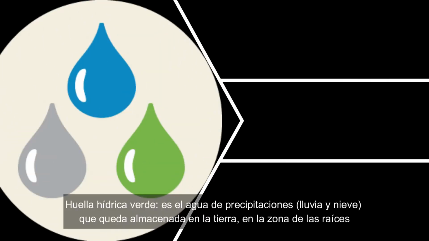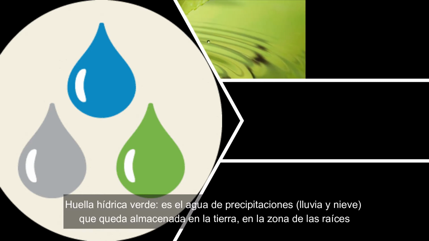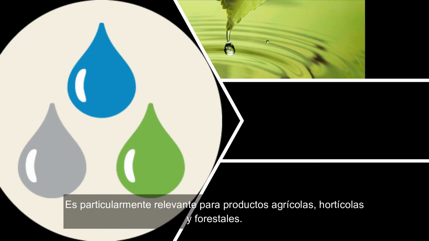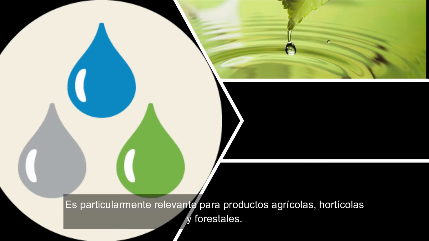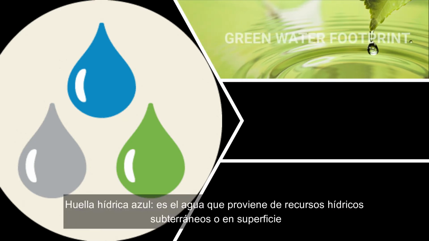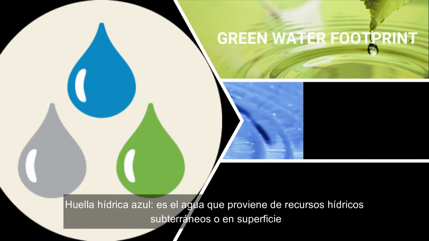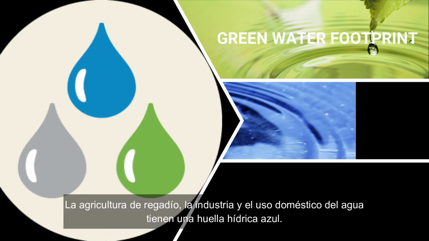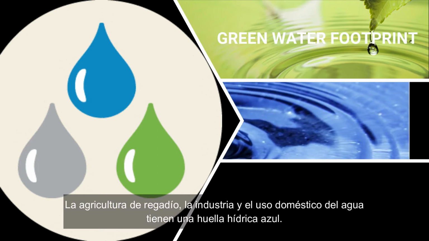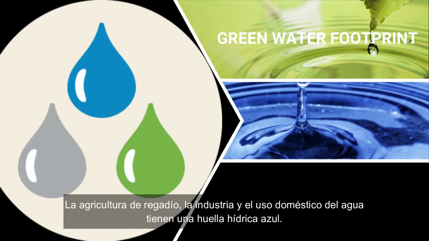Green water footprint. It is the water of rainfall, rain and snow, that is stored in the soil, in the root zone. It is particularly relevant for agricultural, horticultural, and forestry products. Blue water footprint. It is the water that originates from groundwater resources or from the surface. Irrigated agriculture, industry, and domestic use of water have a blue water footprint.